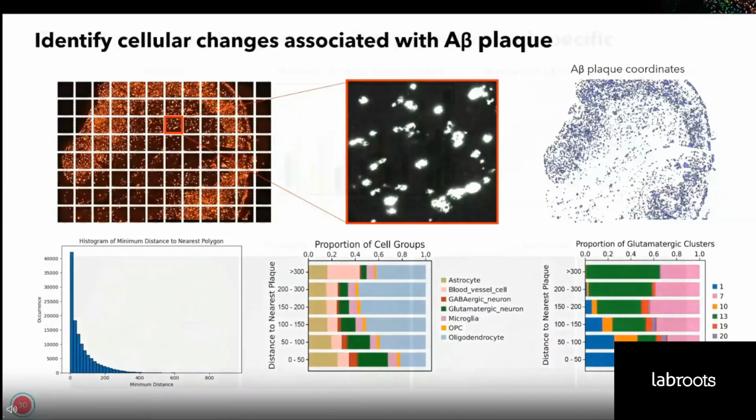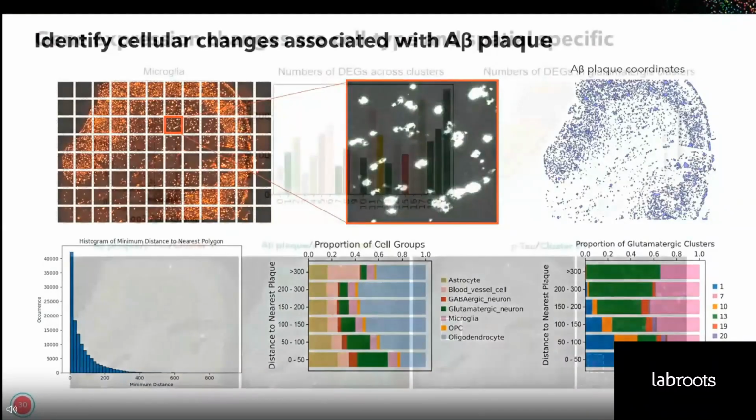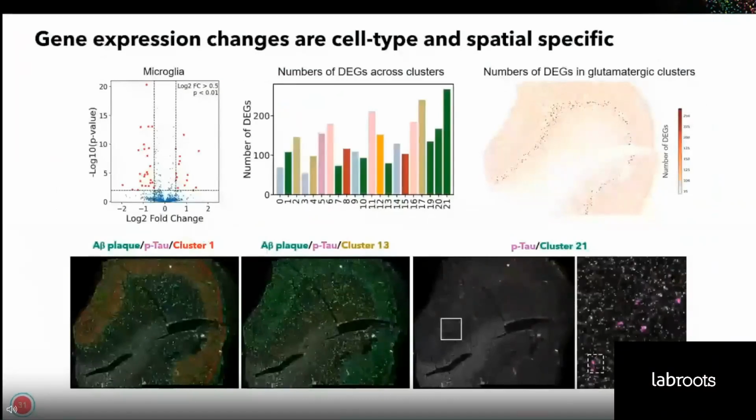So based on the spatial distribution of cell clusters, we can further analyze the gene expression change associated with spatial distribution. For example, here I show the differentially expressed genes within the microglia cells, which are closely or far away from the A beta plaque. As another example, I calculated differential expressions across different cell clusters and see if there is a relationship between the number of differentially expressed genes and their spatial distance to A beta plaque.